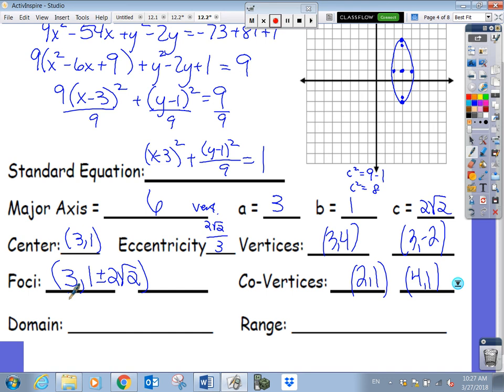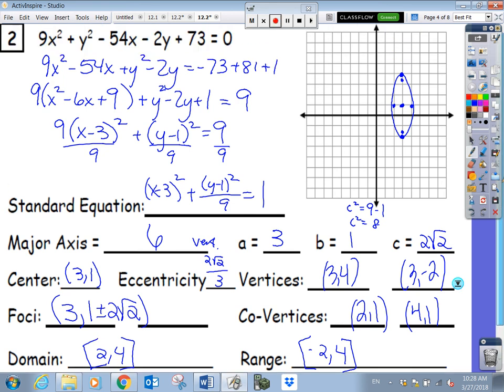And then the domain and range is just the x and the y values. So the lowest x value is 2. The highest is 4. For the range, the lowest is -2 and the highest is 4. And notice the vertices and the co-vertices versus the domain and range. The vertices don't always match up to the domain or the range. It depends whether it's vertical or horizontal. But in this case, the vertices are going to help you with the range. The co-vertices are going to help you with the domain. Those should always match up. If they don't, you've done something wrong when you wrote it down.